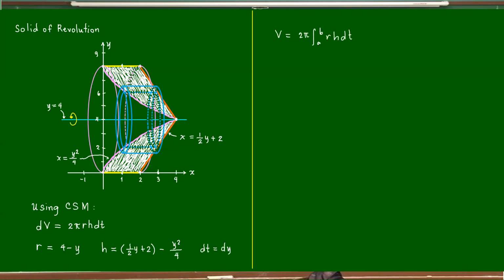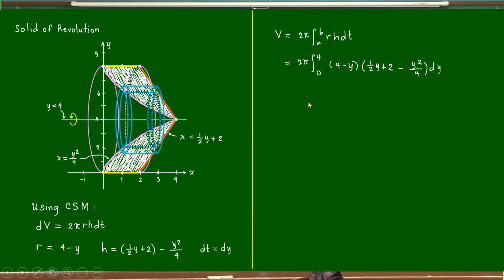The volume is given by v, which is equal to 2 pi integral from a to b radius height dt. So getting 2 pi integral from 0 to 4. The original area runs from 0 to 4, y values, because this is horizontal. Then 4 minus y, the integrand, that is the radius. Height is 1/2 y plus 2, then minus y squared over 4. Okay?